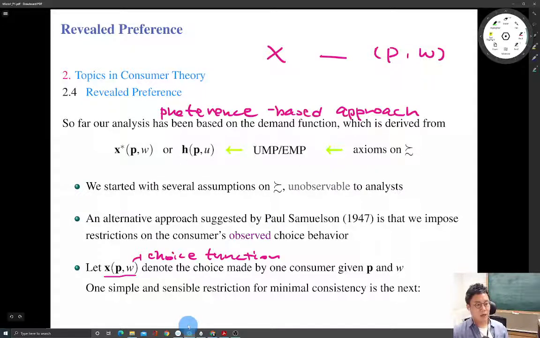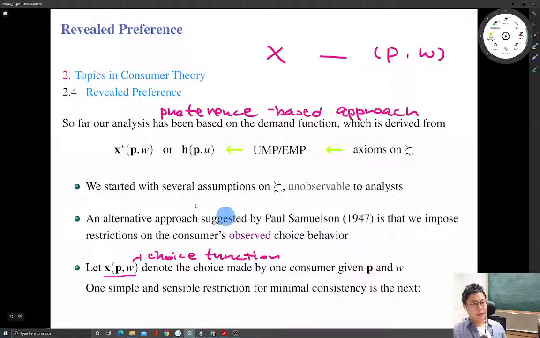Okay? So the definition of this choice function is right here. X of P and W, without the asterisk superscript, denotes the choice made by the consumer given price vector P and wealth W.